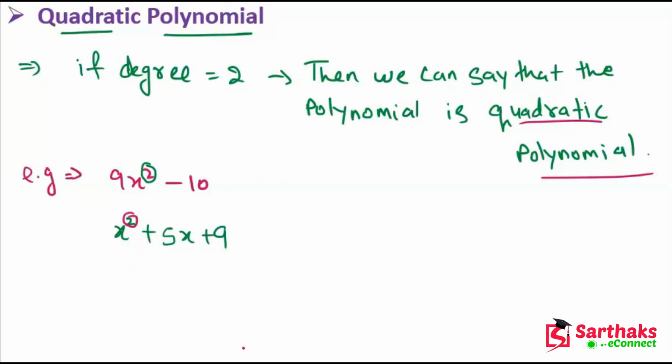So the next polynomial, my dear friends, is the cubic polynomial. What is a cubic polynomial? My dear friends, if the highest exponent of the variable in a polynomial is 3, that is, the degree of the polynomial is 3, then the polynomial is called a cubic polynomial.